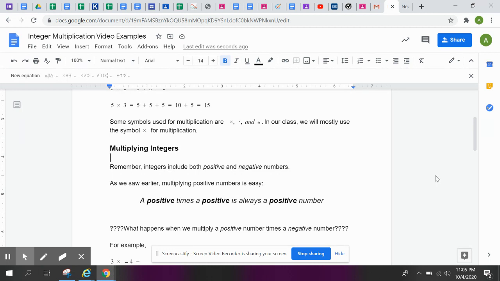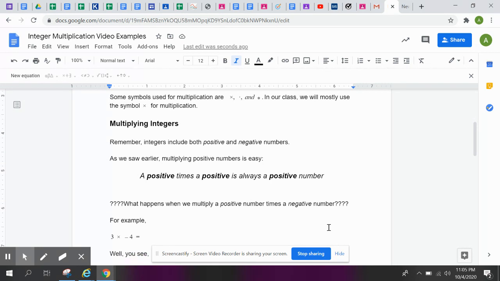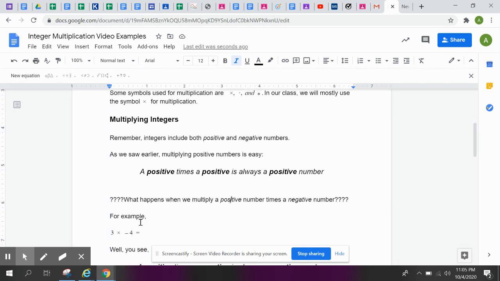However, since integers include both positive and negative numbers, we can do things like multiply positive and negative numbers together. So one question that comes up is, what happens when we multiply a positive number times a negative number? For example, 3 times negative 4 is a problem that we might see, where 3 is a positive number and negative 4 is a negative number.